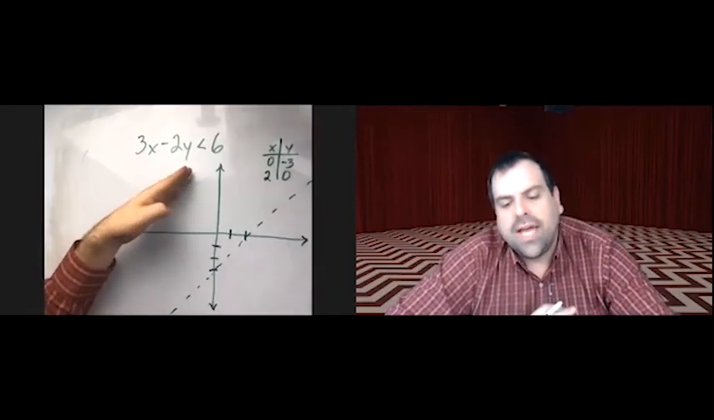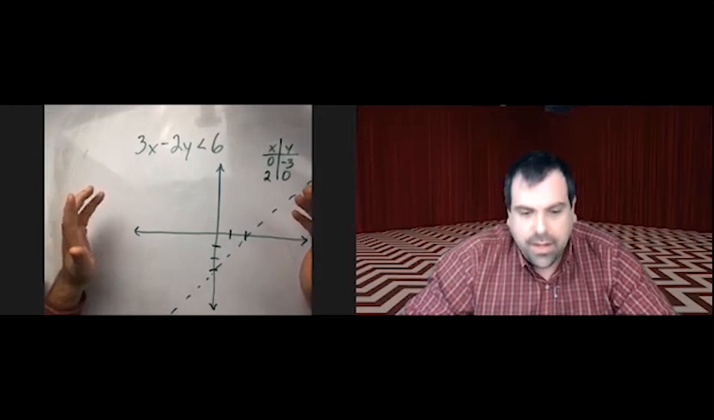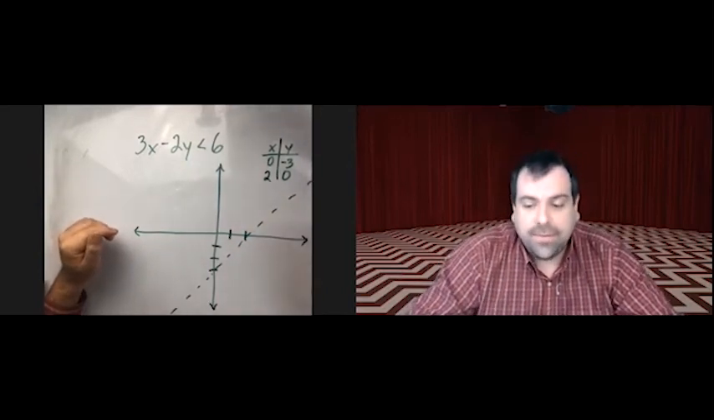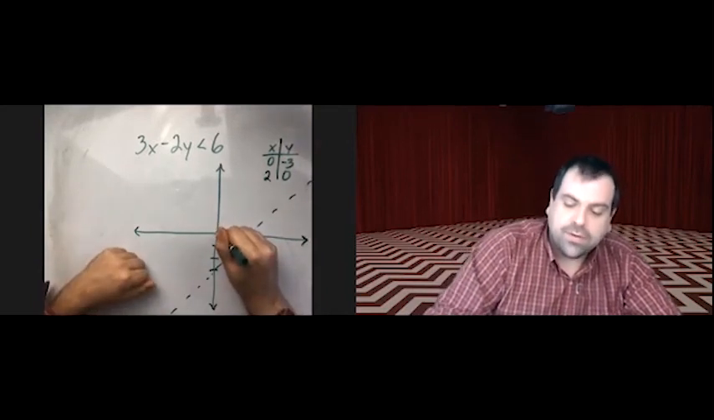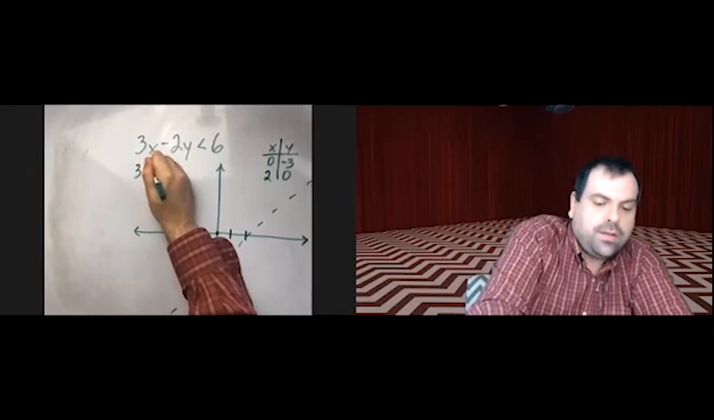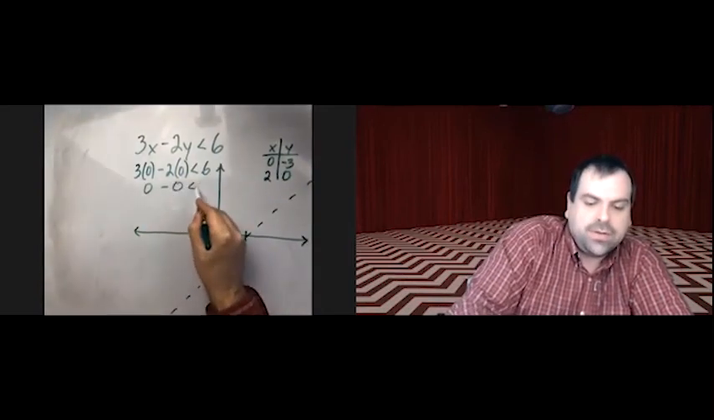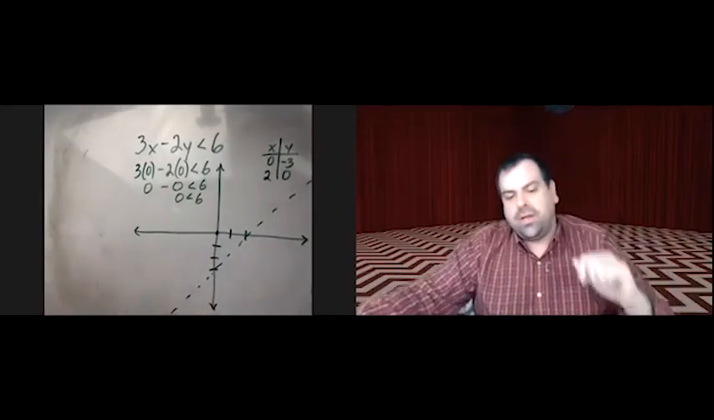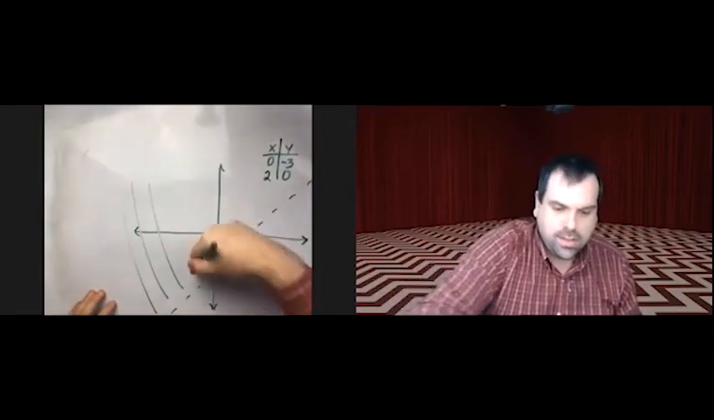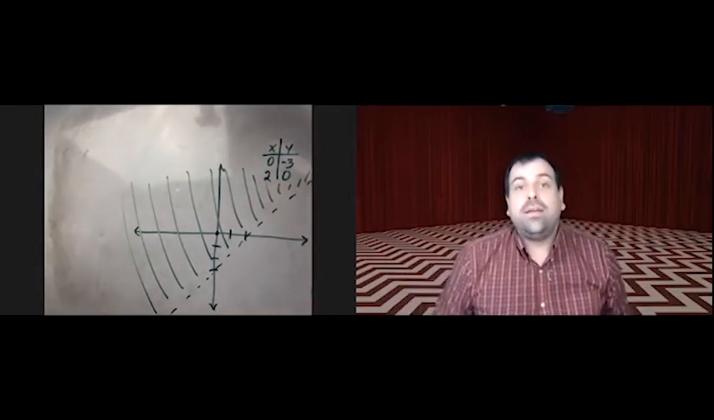Now, to account for less than, we need to do a test, just like we did with our other inequalities. The test is, does this point satisfy the inequality or does it not? So I'm going to pick this point right here, 0, 0, clearly on this side of the dashed line. I'm going to plug 0, 0 in. Is it true? 0 minus 0 less than 6, 0 less than 6, absolutely true. So 0, 0 is part of the side that works, so we shade that side of the line.